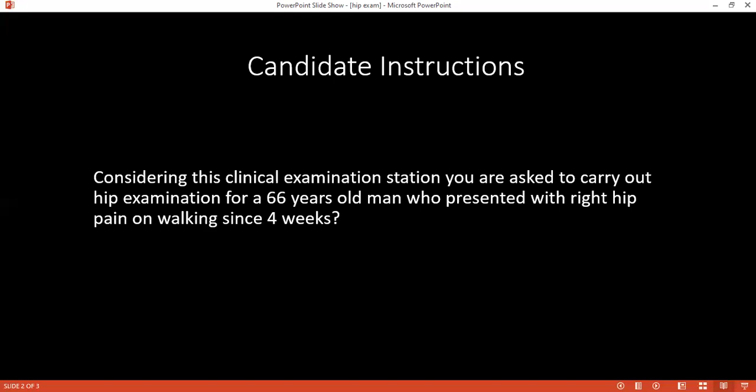I will touch the hip joint and look for temperature and tenderness. Now I will perform active and passive movements at the hip joint: flexion, extension, adduction, and abduction. And meanwhile, I will ask the patient if there is any sort of pain on any of these joints.